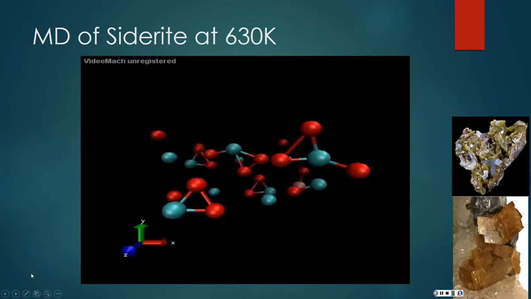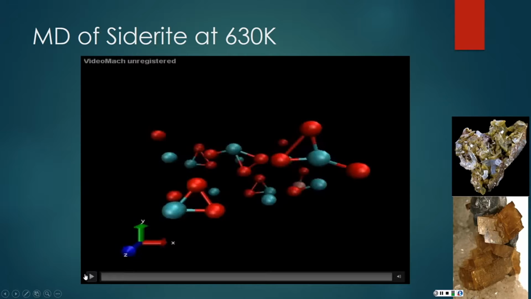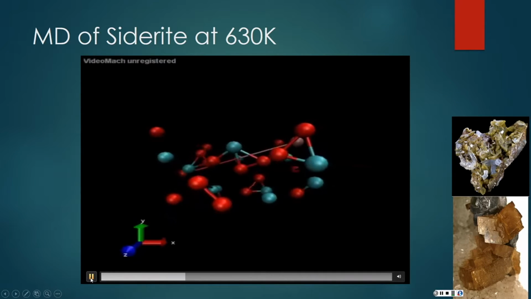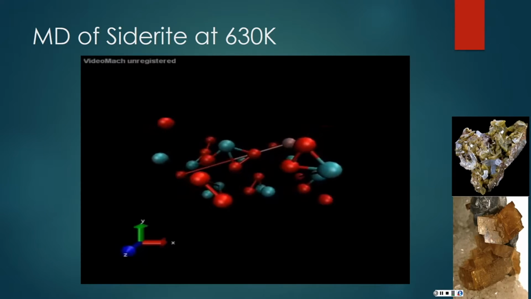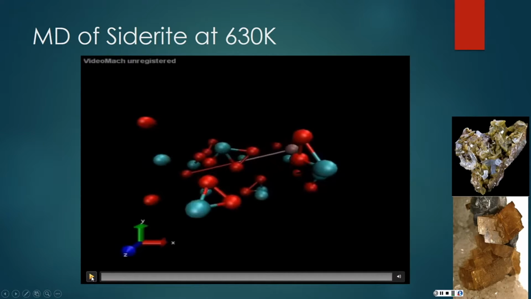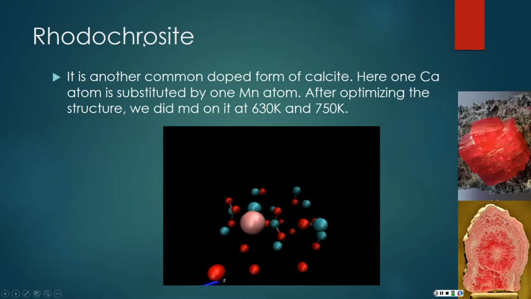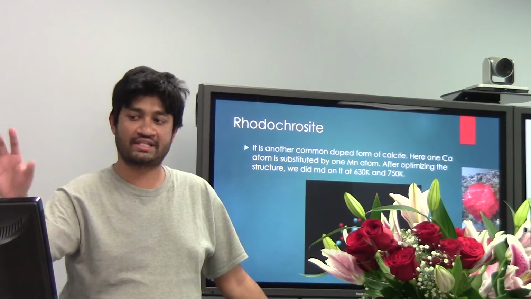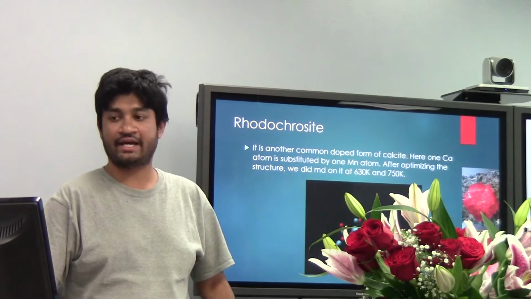This is the MD of siderite at 630 Kelvin. And that's another form of the doped calcite. It is rhodochrosite, and we did the simulation at 630 Kelvin and 750 Kelvin.